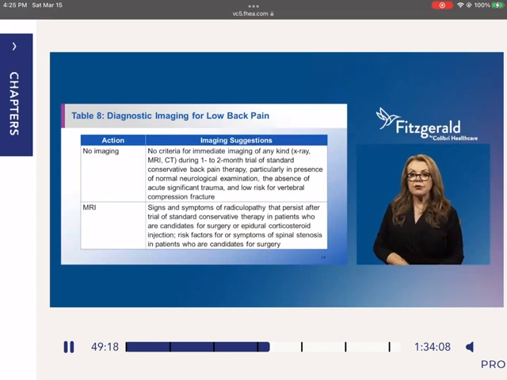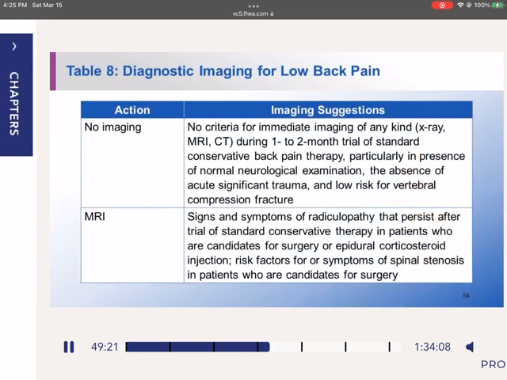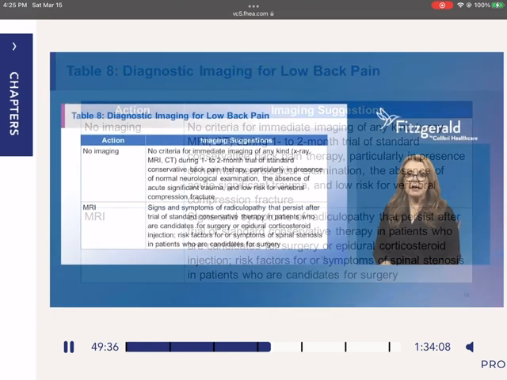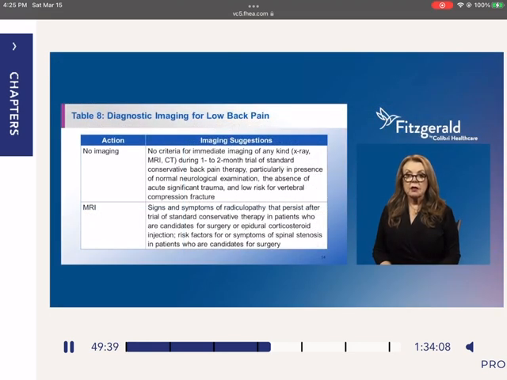MRI, when would you consider this? For signs and symptoms of radiculopathy that persist after a trial of standard conservative therapy in patients who are candidates for surgery or epidural corticosteroid injection, risk factors for or symptoms of spinal stenosis in patients who are candidate for surgery. You really will notice here then there's not a robust recommendation for early MRI. You're going to wait at least 4 to 6 weeks and see how people do.